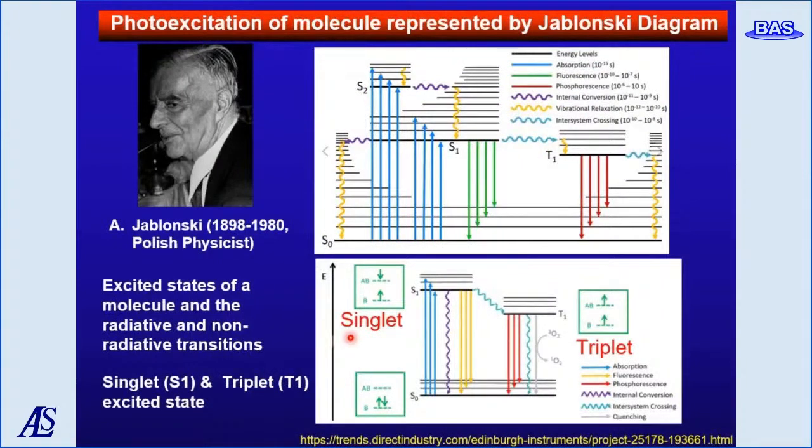We should consider the photoexcitation of the molecules. Here is the energy diagram of the molecules, which was illustrated by Polish physicist Alexander Jablonski. The horizontal line indicates electronic state and associated vibrational state. This Jablonski diagram illustrates the pathway for the excited electron, by which a molecule emits light or loses energy and deactivates after being excited by light.